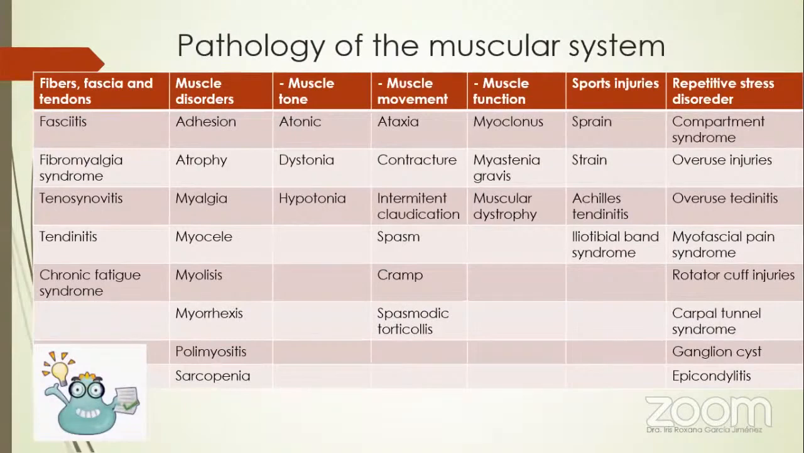The pathologies of the muscular system, as I told you, this is the list I'm showing you. Maybe I lost some of them. Now you have some according to fibers, fascia, and tendons. For example, you have this list. Muscle disorders, you have all of this list. Muscle tone, you have these three ones. Muscle movement, this list again. Muscle function, this one. Sports injuries, the most common ones. Repetitive stress disorder, again, a list. For checking this, for practicing pronunciation, okay?